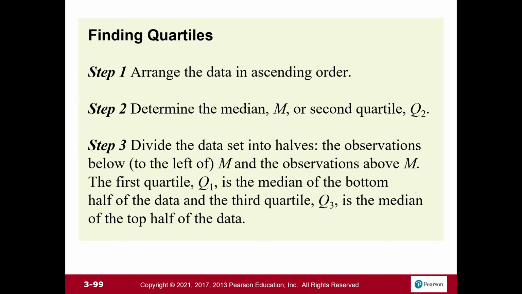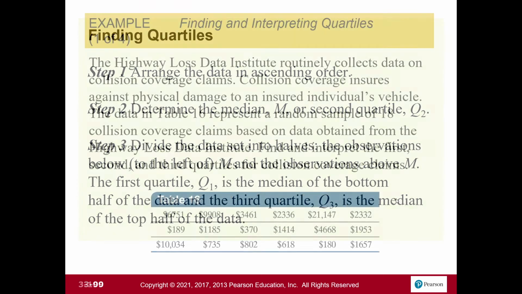The first quartile is the median of the bottom half of the data, and the third quartile is the median of the top half. It's just another way to think of it. The third quartile is really just the 75th percentile of the entire data set.